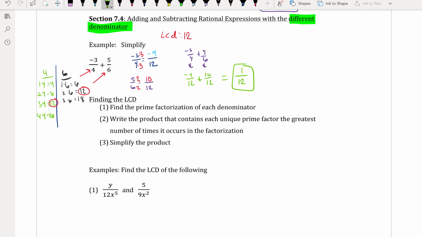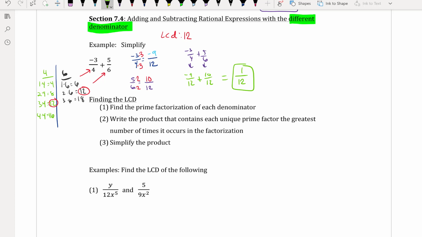And of course, you guys can use your calculator and figure it out that way. But I really wanted to show you the thought process because you can't put polynomials into your calculator. You're going to have to come up with the LCD on your own. So that was just a friendly reminder of how to add fractions with different denominators.